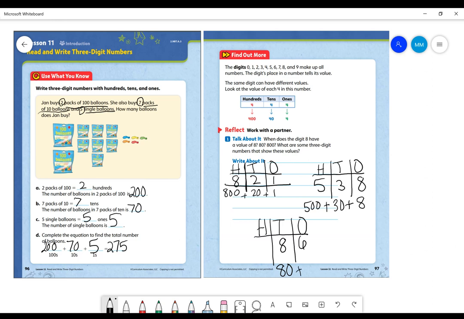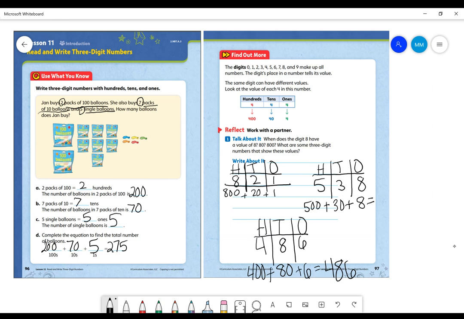And let's say I'm going to have 6 in the ones place. 6 in the ones place would be how many ones? 6 ones. And let's say I want to do 4 hundreds. So 4 hundreds is the same as what number? 400. So 400 plus 80 plus 6 is the same as 486. So 4 in the hundreds place, 8 in the tens place, 6 in the ones place.